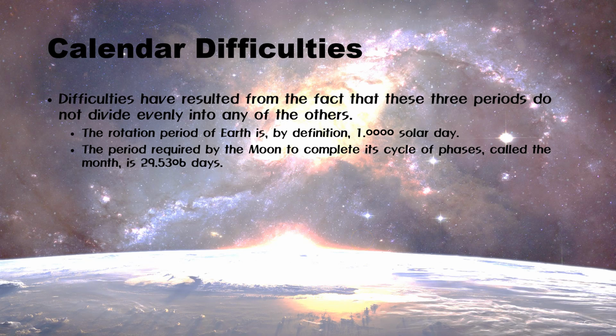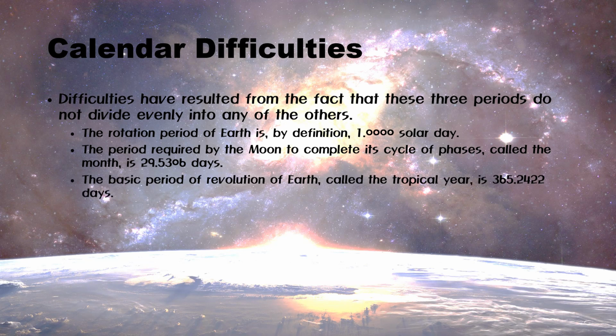Now, the period required by the moon to complete its cycle of phases, which we refer to as a month, is 29.5306 days. And that's not quite as beautiful or even a number here. If we look at the basic period of revolution of the Earth, which we call a tropical year, this is 365.2422 days. Again, you notice that while the solar day is really nice to look at, the month, by the definition of a moon's month, is not quite as even, and our period of revolution for the Earth is close to what we usually think of for a year, which is 365 days, but you can see it's not quite.